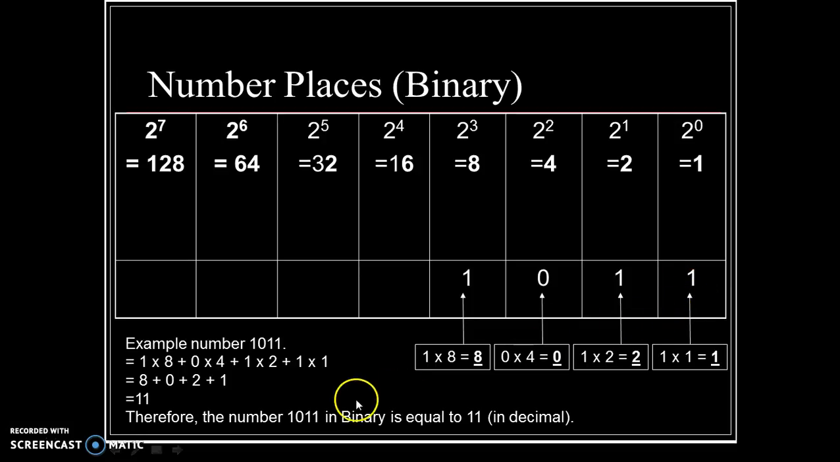If we want to convert it back to decimal, what we have to do is take those numbers and put them into decimal form and then add them together. So 1 times 8 plus 0 times 4 plus 1 times 2 plus 1 times 1 is 8 plus 0 plus 2 plus 1, or 11. So the number 1011 in binary is equal to 11 in decimal.